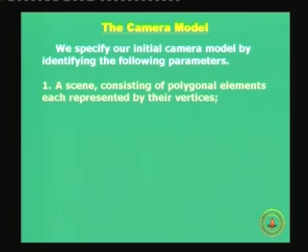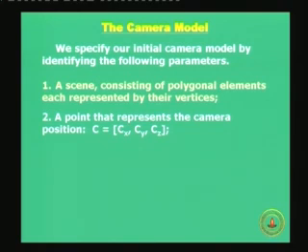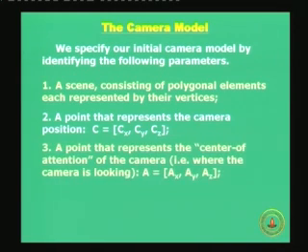First, you have a scene which consists of polygonal elements, each represented by their vertices. We have not talked of solid modeling so far, so we assume that there are 3D vertices specified in the world, in front of the camera. The camera is defined by the following parameters: the camera position, which could be the origin of the world coordinate system, but you can still have Cx, Cy, Cz as the position of the camera. Then a point that represents the center of attention of the camera, or COA, sometimes also called the focus of attention, FOA.